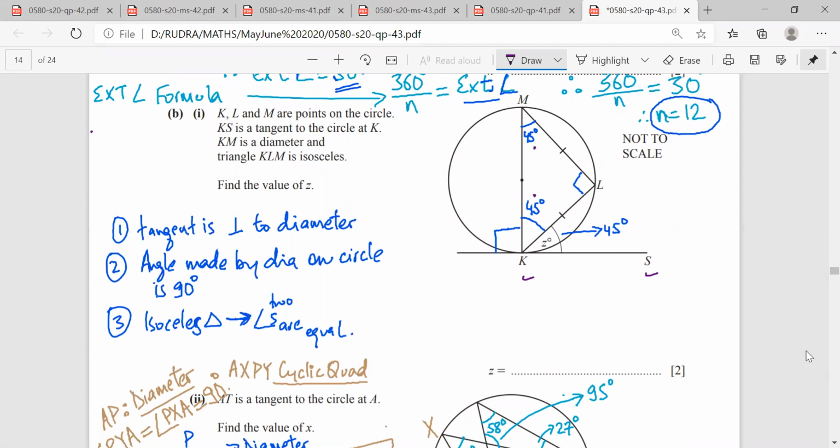Now there are 2-3 properties that we'll be using here. One is that a tangent is perpendicular to the diameter. So I understand that this angle would be equal to 90 degrees because KS is the tangent and KM is the diameter. The angle made by the diameter on the circle is 90 degrees. Mr. Rudra, is that okay?